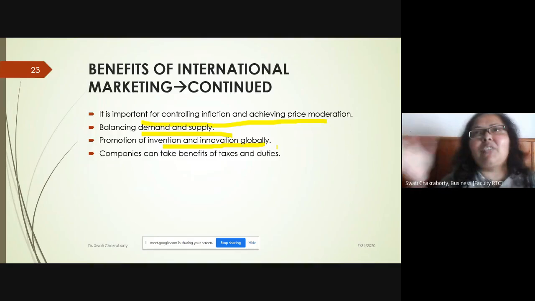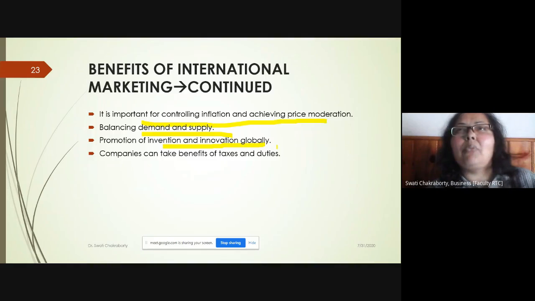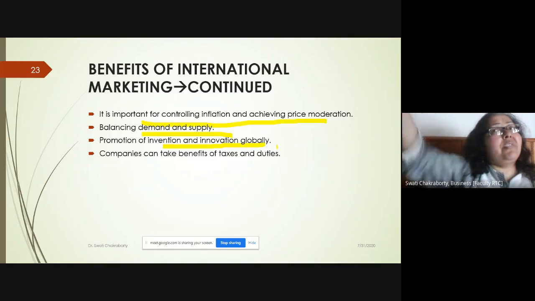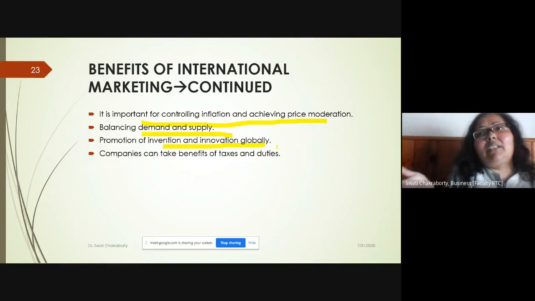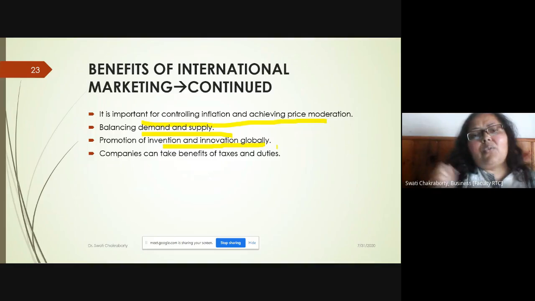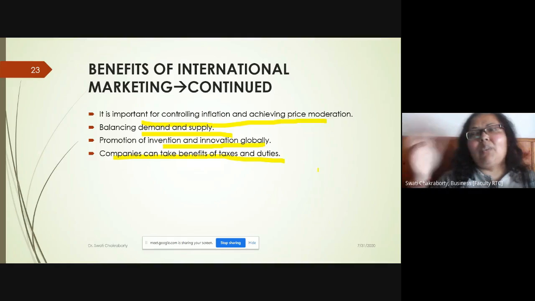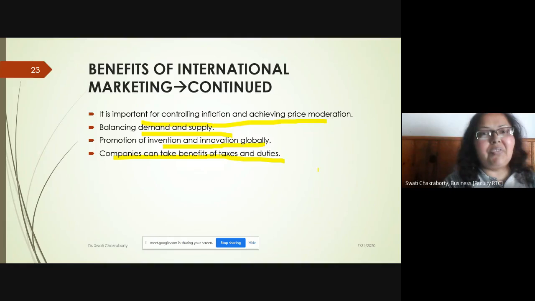When you start selling your products outside your country, there are challenges. You have to cater to different markets and adapt to the needs of the people there. So you come up with innovation of your existing product, or you start inventing something new. Companies can also take benefits of taxes and duties.